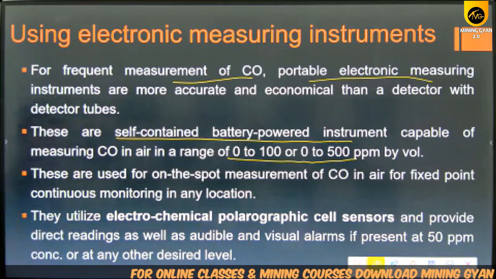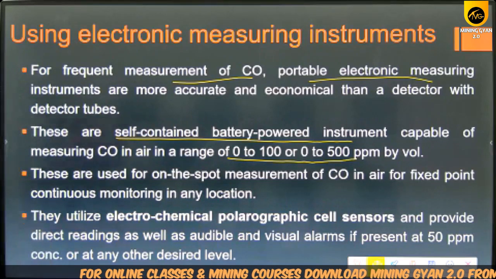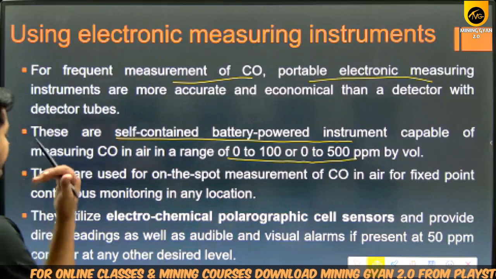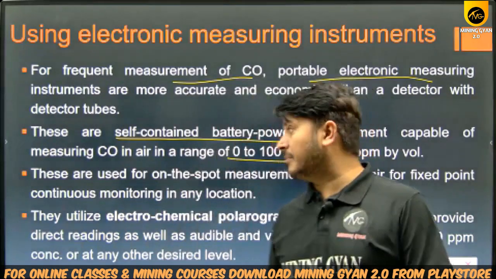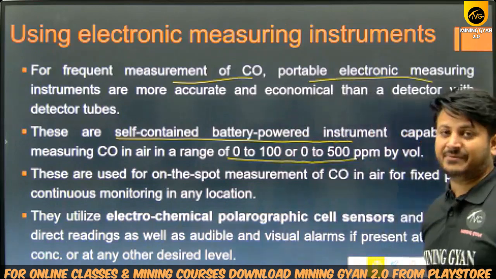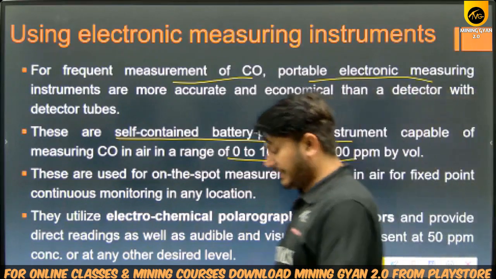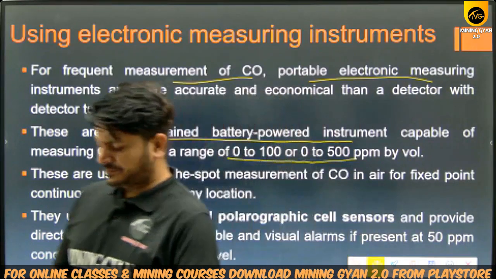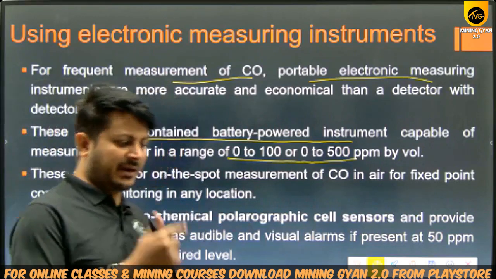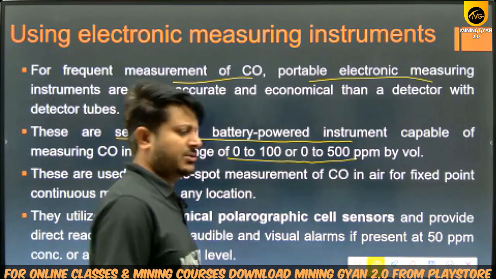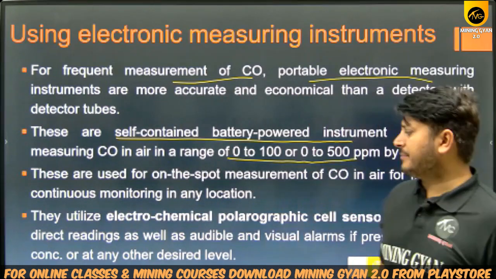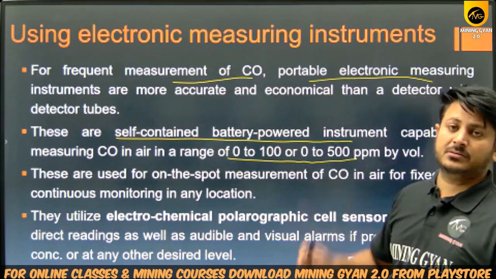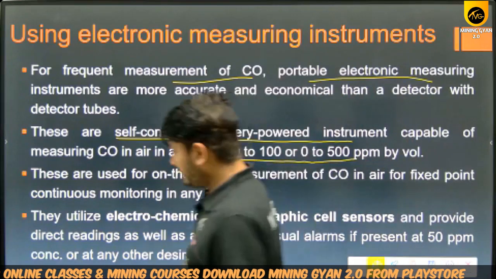These are used basically for on-the-spot measurement of carbon monoxide in the air, and for fixed continuous monitoring systems, so that you can measure the percentage of carbon monoxide anywhere at any time without worrying that you have only one detector tube or two detector tubes. You can measure the carbon monoxide as many times as you want until the battery gets drained.